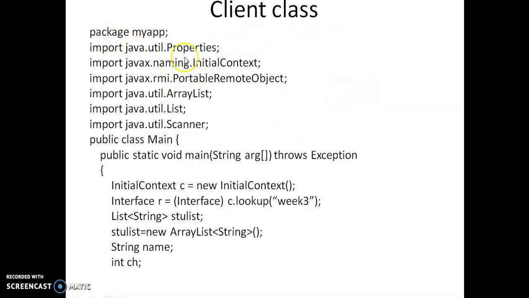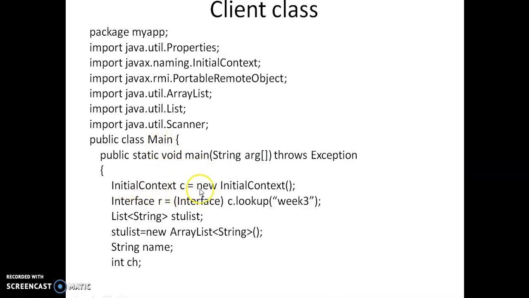Right, so here these are all the import statements that we need. Here you need java.util properties, then InitialContext. I'll tell you what this initial context is. Then PortableRemoteObject, then ArrayList, and the Scanner class in order to scan the values from the keyboard. Look here, my class name is Main. This is the client main class.